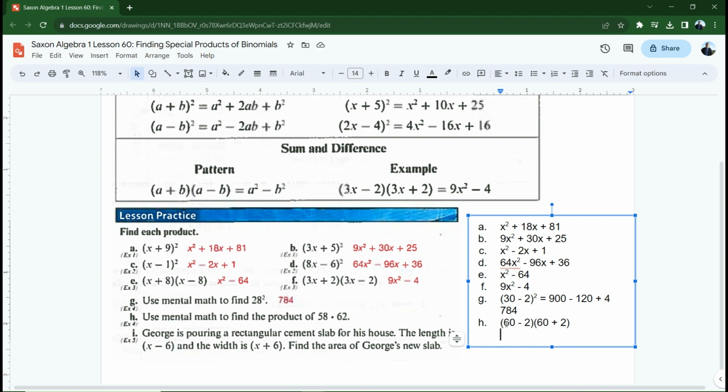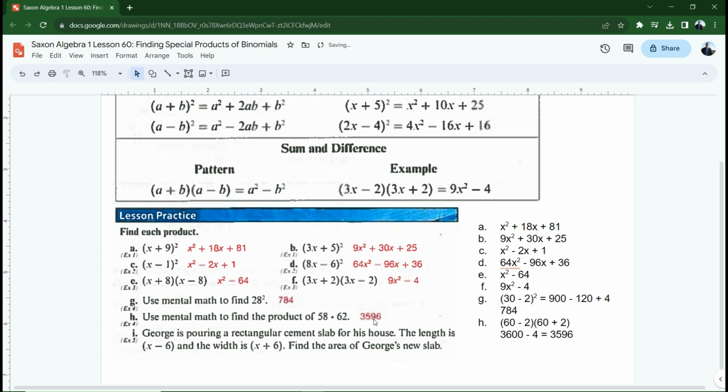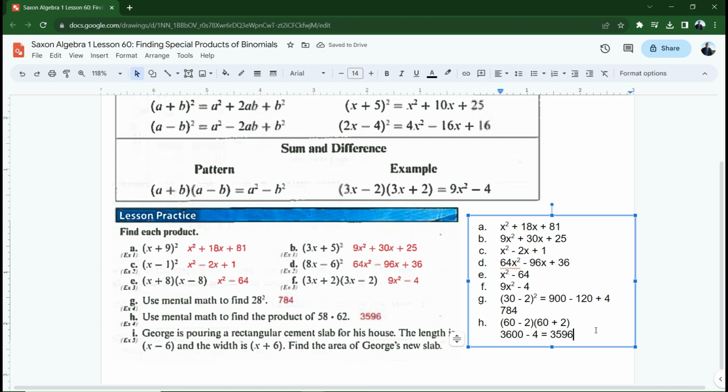Well, this is going to be the first number squared. So 60 times 60. 60 squared is 360. 3,600. I missed a zero there. 3,600. And then I don't have to worry about the middle number on this one, remember. Minus 4, minus the second number squared. 3,600 minus 4 is 3,596. Wow, if this works, think of how many friends you could impress at parties. Look at that. All right, and then finally, letter I.